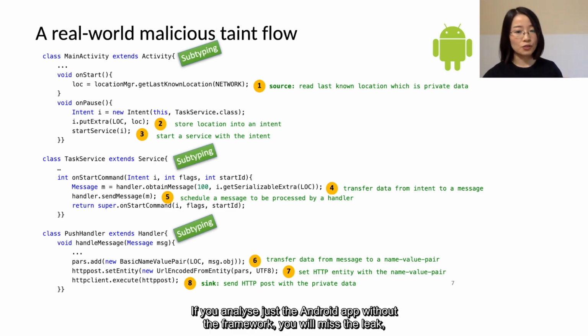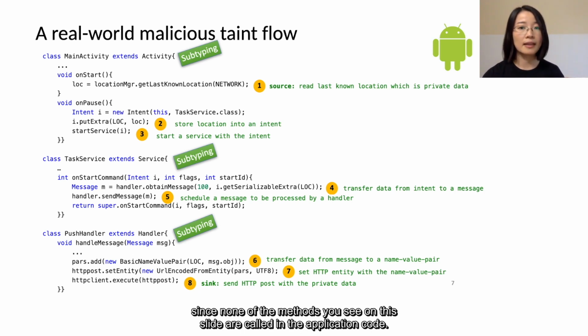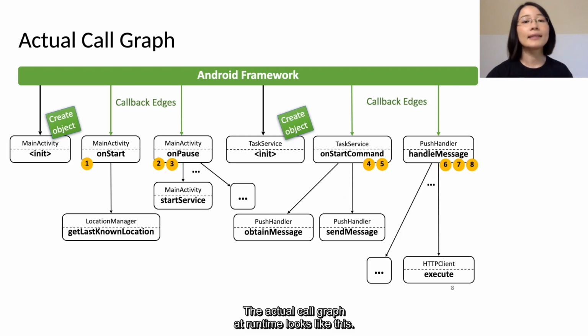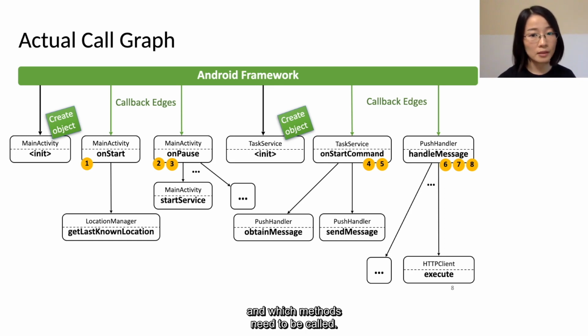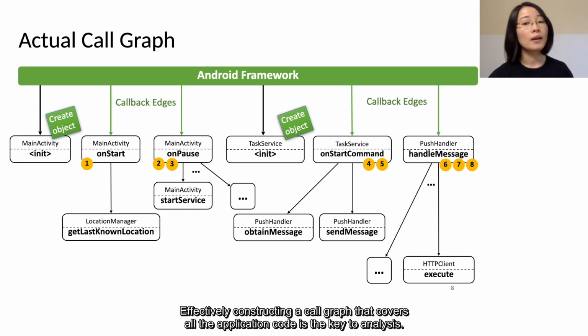If you analyze just the Android app without the framework, you will miss the leak, since none of the methods you see on this slide are actually called in the application code. The actual call graph at runtime looks like this. The Android framework scans the app and determines which classes need to be initialized and which methods need to be called. So, effectively constructing a call graph that covers all the application code is the key to the analysis.